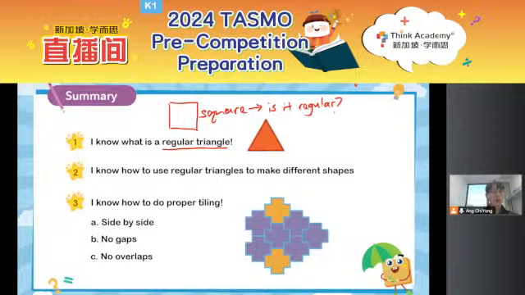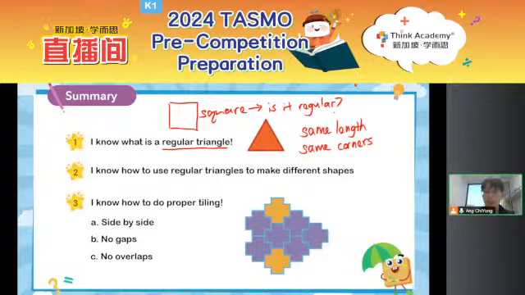Remember, a regular shape has the same length for the sides and the same corners. Write it down. Same length, same corners. Same length and same corners.